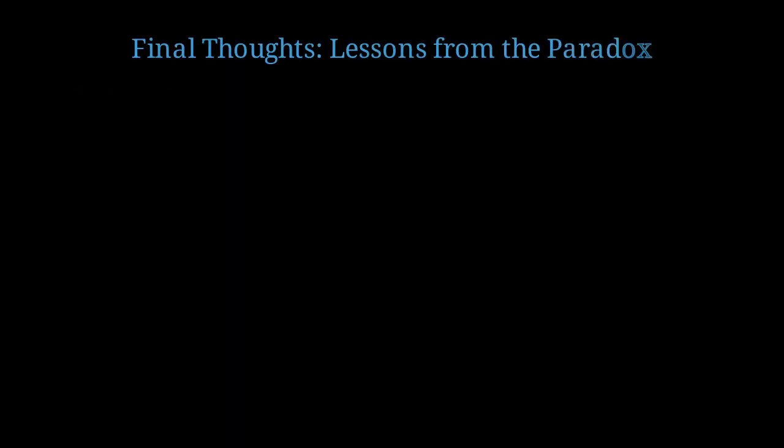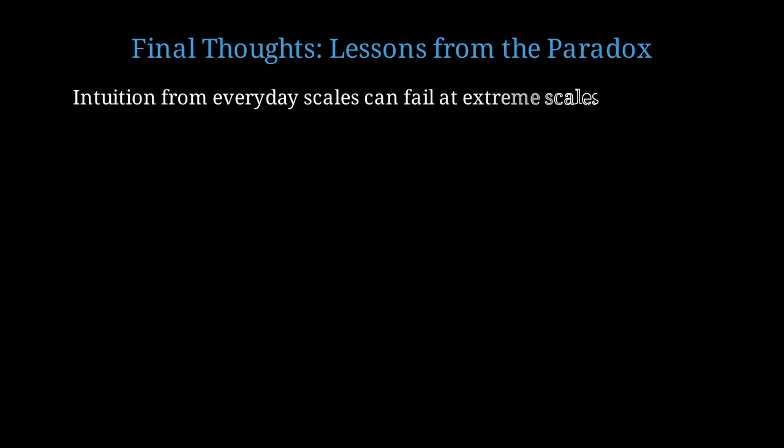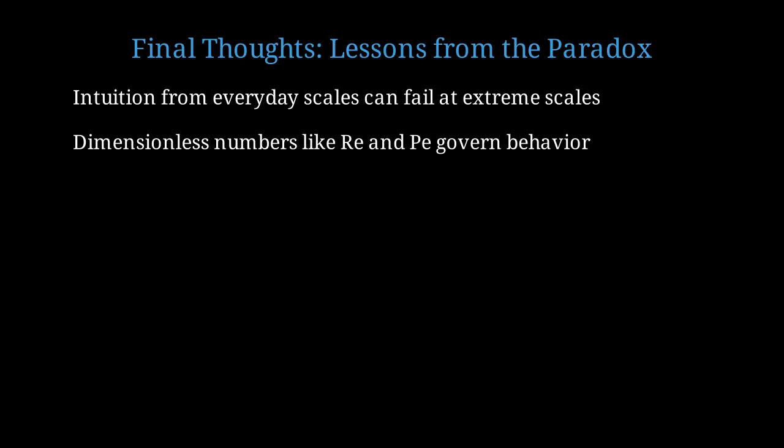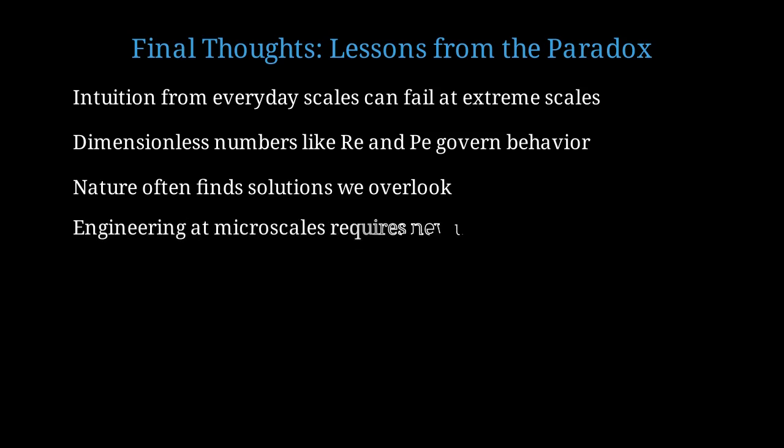What can we learn from this paradox? First, our intuition, built from everyday macroscopic experience, can completely fail at microscales. We must rely on quantitative analysis. Second, dimensionless numbers like Reynolds and Péclet numbers are the true governors of behavior, not absolute sizes or speeds. Third, nature often finds elegant solutions that we overlook. Cells have been using this principle for eons. Finally, engineering at microscales requires fundamentally new thinking. What works at large scales fails miserably. What seems impossible becomes easy.